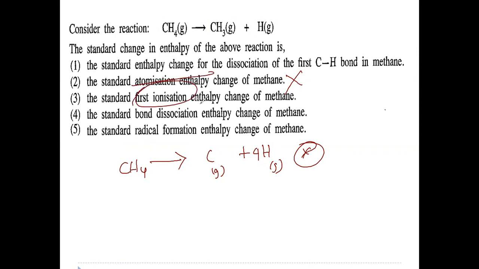The first ionization energy, what is meant by that? It is donating an electron, so that is also not possible. And standard bond dissociation enthalpy change of methane. This is very important. What is the difference between the enthalpy change for the dissociation of the first C-H bond and just bond dissociation? Simply that also seems like your atomization, so that is also wrong.